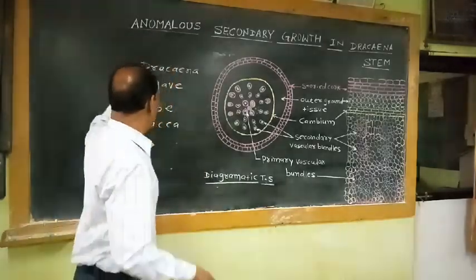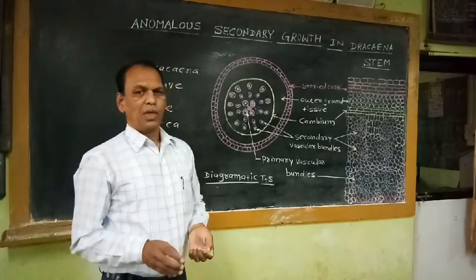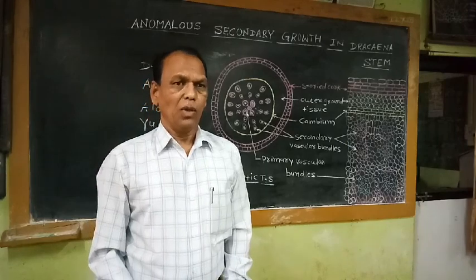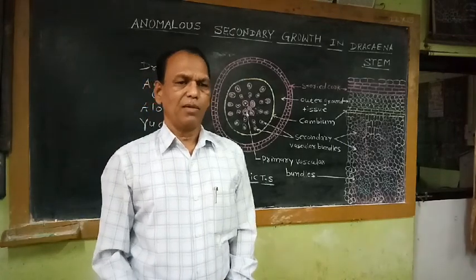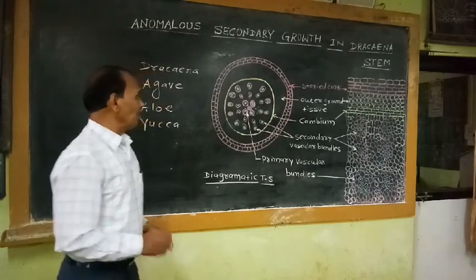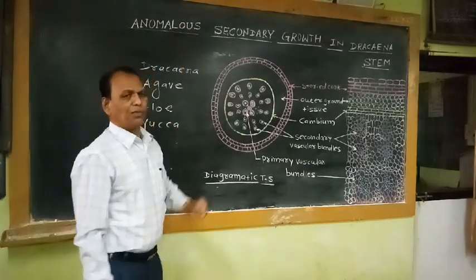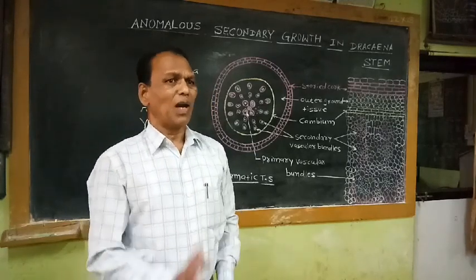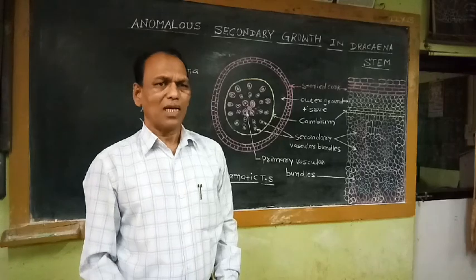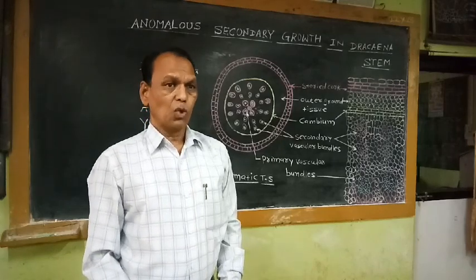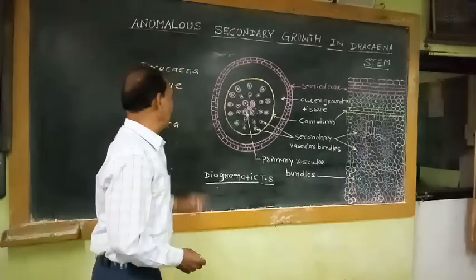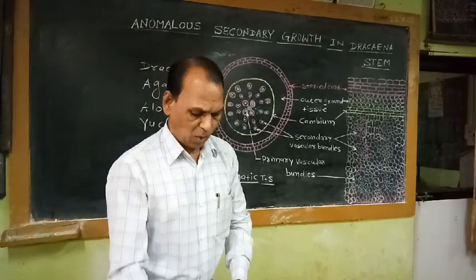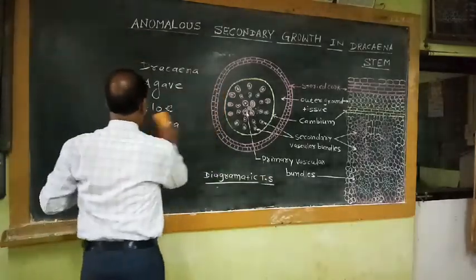Even though all these plants belong to monocot, they show secondary growth. So the secondary growth which is observed in these monocot plants can be studied under the heading of anomalous secondary growth, or it is also known as abnormal secondary growth. That means even though these plants belong to the monocot class, they show secondary growth. So this secondary growth shown by these plants is commonly studied under the heading of anomalous secondary growth or abnormal secondary growth.